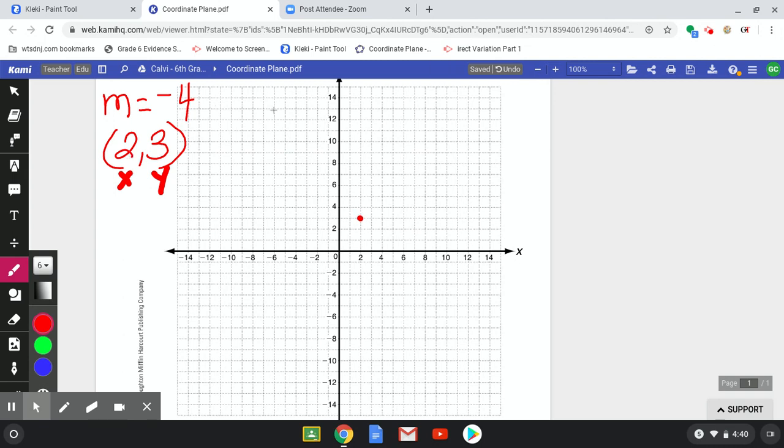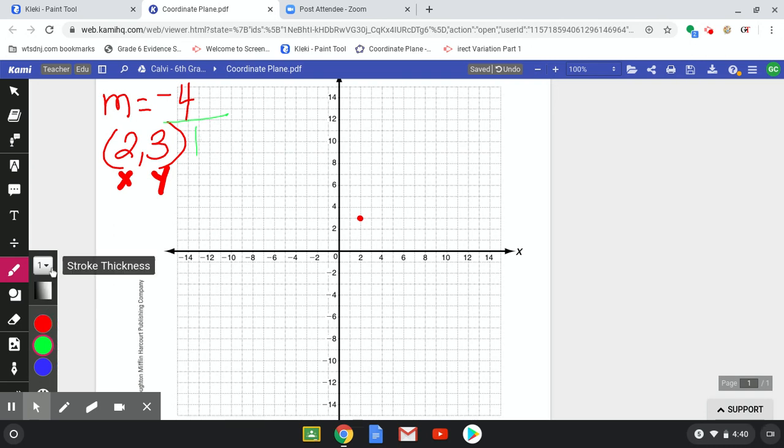And now I'm going to use my rise and run to plot my second point. Now, remember, rise over run. They gave me a whole number here, but I can always put it over 1. So now I have a -4 over 1. Remember, I always said associate the negative with the numerator, because then you're always running right.